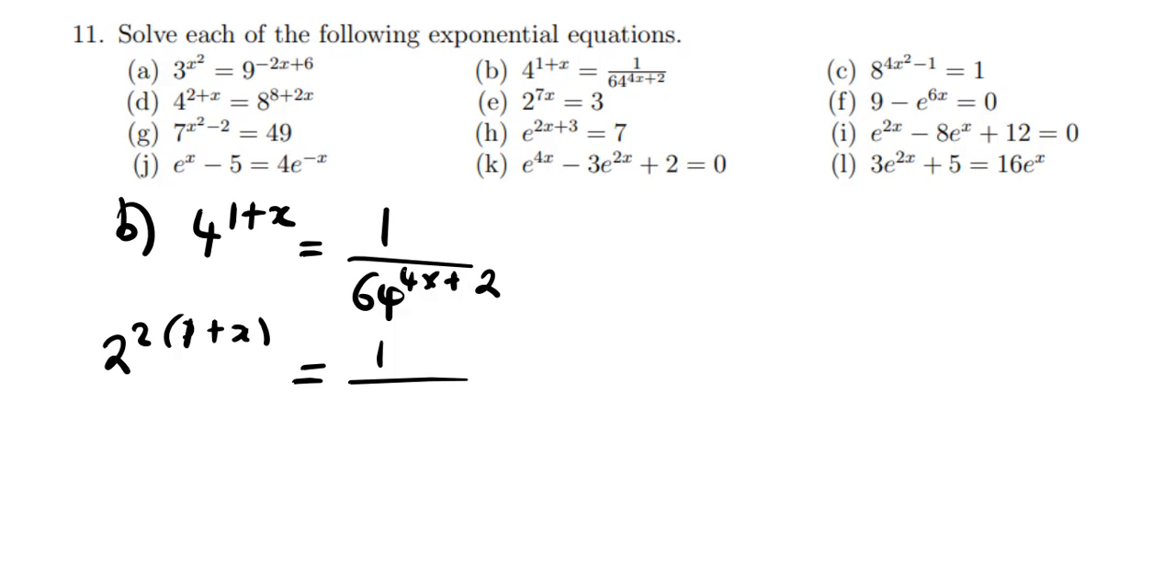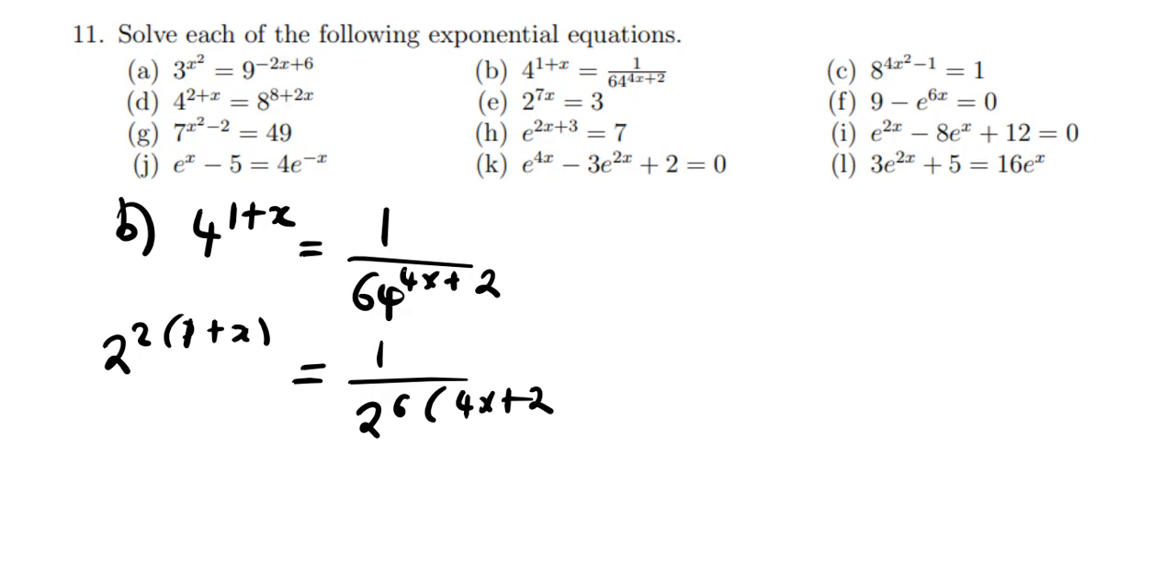What is 64 in terms of 2? I want to make an 8, because 8 times 8 will give me 64. So I can say 2 to the power 3 multiplied by 2 to the power 3. Okay, so therefore I've got 2 to the power 6. So 64 is the same as 2 to the power 6. This is multiplying by 4x plus 2.